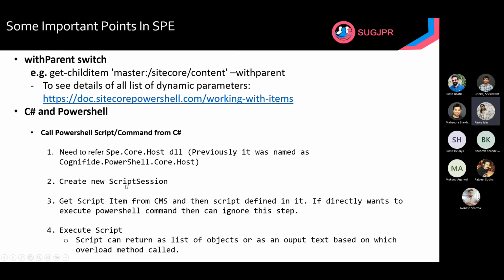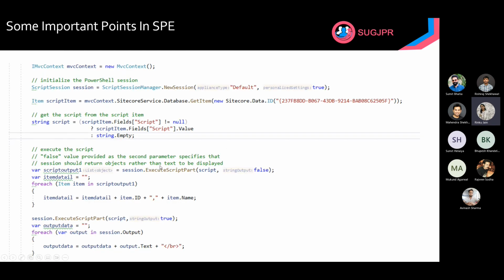The second step is we have to create the script session. The third one is, if we have a script item, we have to fetch that item and its script. If you don't have a script but simply want to execute some PowerShell commands, you can do that too. In that case, you can ignore the script and directly give the command. The fourth part is you can execute that particular script. After that, you can utilize the result of it. Okay, so we'll see an example of it.